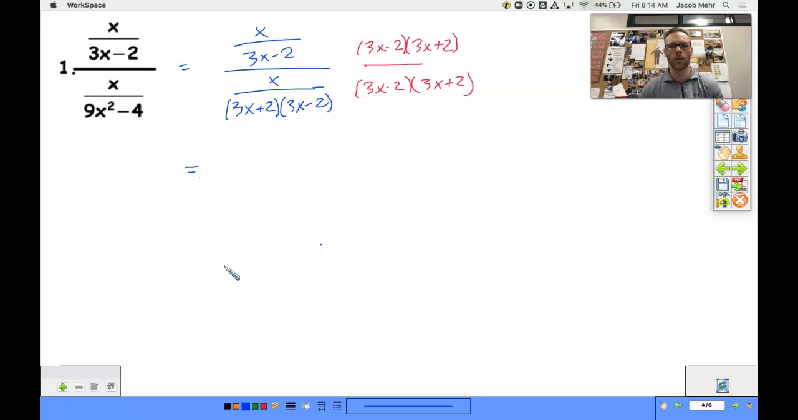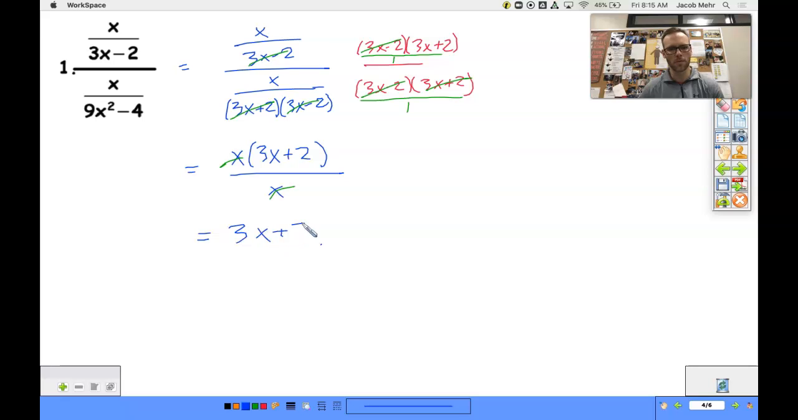All right, so when we multiply our numerator here, now remember that this is really over 1. Okay, so the 3x minus 2's cancel, and we have x times 3x plus 2. Over. Remember that this is really over 1. So the 3x plus 2's cancel, the 3x minus 2's cancel, and we have x. And then when we look at this, the x's cancel, and we have 3x plus 2.